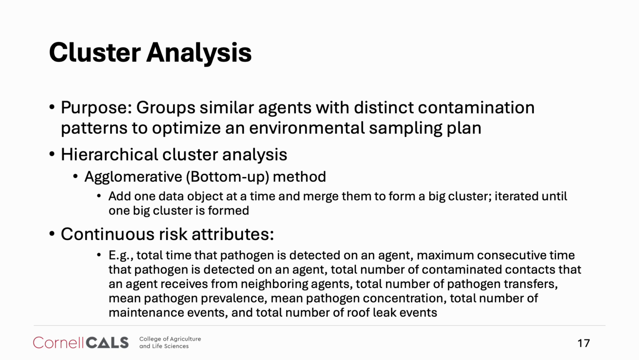You can choose any risk attributes that you would like to include to group the agents based on the contamination patterns. Some examples of risk attributes that you can collect are total time pathogen is detected on an agent throughout the simulation, total number of times that the agent transfers the pathogen to other agents, mean pathogen prevalence and concentration, or even rare contamination events like the number of roof leak events or maintenance events that introduce pathogen to an agent. The continuous risk attributes listed here were all the risk attributes that were included for the cluster analysis conducted for the agent-based model developed for the produce section of the retail store.